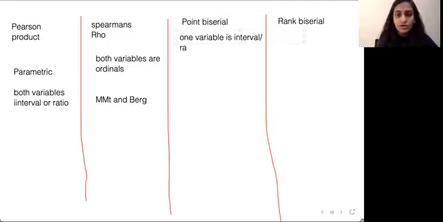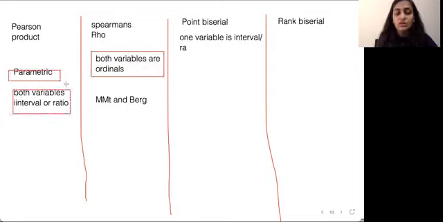Yes, Anushka. Spearman's is for non-parametric. If we see here, we've written ordinals, right? If we see here, we've written interval and ratio. So based on that, we know parametric is Pearson's. Spearman's rho is your non-parametric.